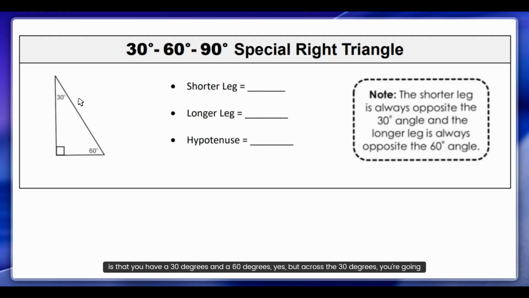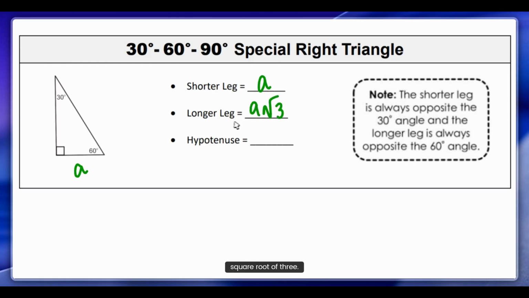is that you have a 30 degrees and a 60 degrees, yes, but across the 30 degrees, you're going to see that this is the shorter leg of the triangle. Across the 60 degrees is the longer leg, and then of course that third side is the hypotenuse. Now, the way that we're going to label the shorter leg is we're going to label that as A. The longer leg is going to be A square root of 3.